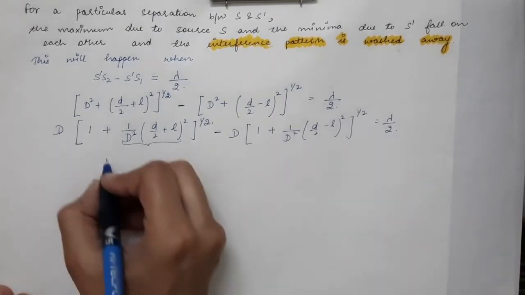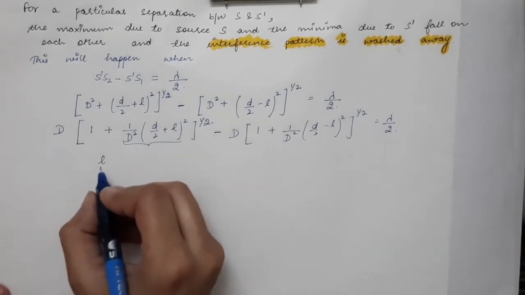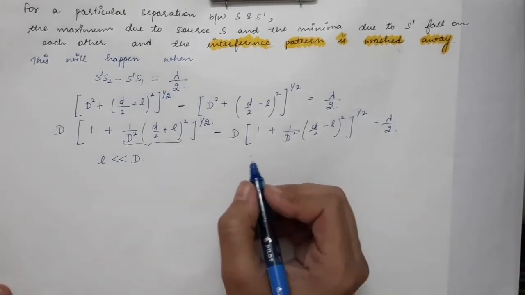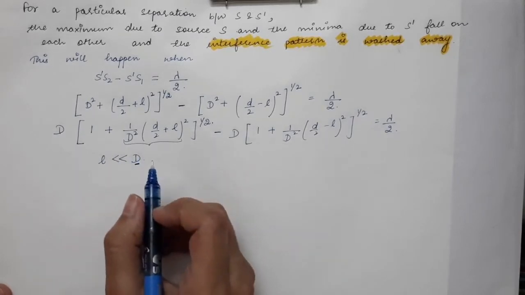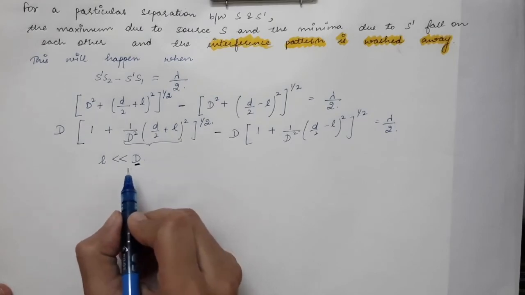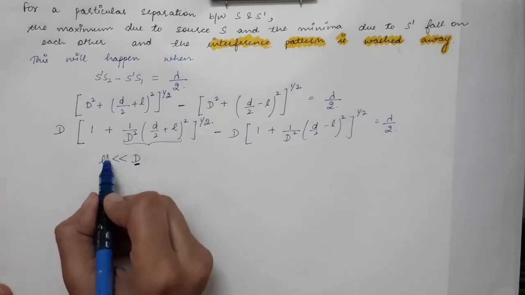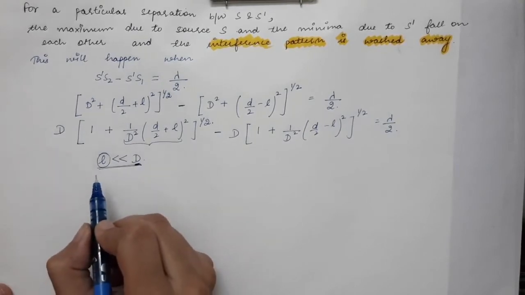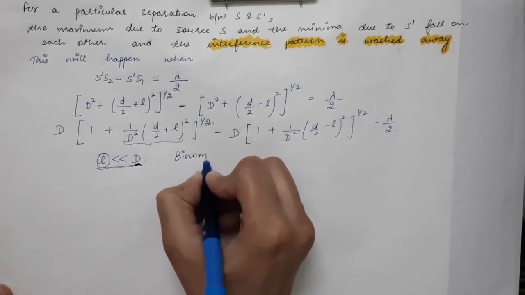Now over here, the length L, the distance between the sources S and S prime, this length must be very less than capital D. So capital D is the distance between the extended source and the double slit. That distance is very large as compared to the distance between the point sources S and S prime. So using this condition, we will use the binomial theorem.